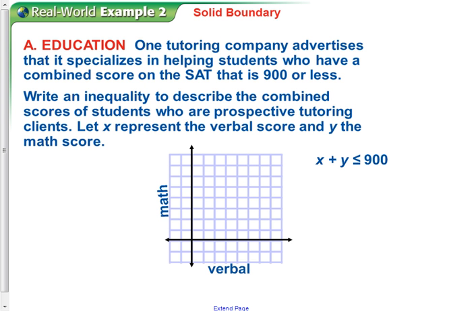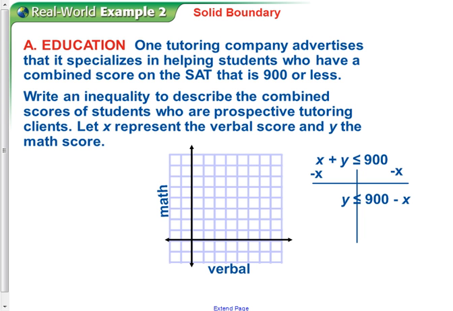And again, we need to get into y equals format, so we're going to subtract x from both sides. Subtracting x does not reverse the inequality, so then we can just write y is less than or equal to 900 minus x. Okay, so we've got our equation. Now we need to graph it.